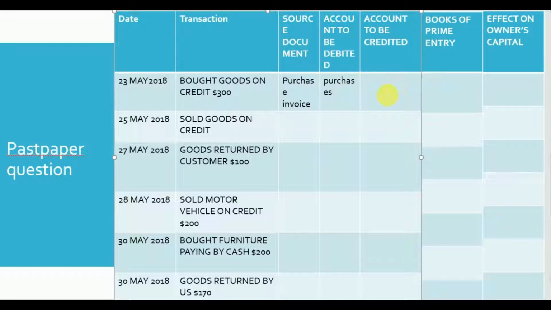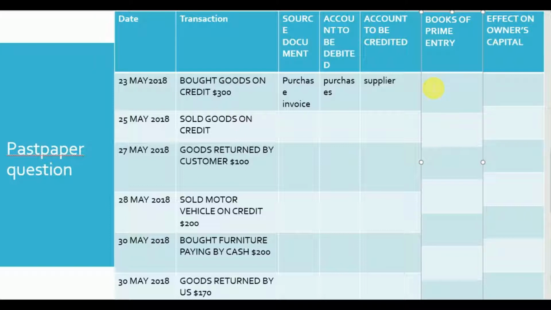Account to be credited: we are not paying our supplier on that very date, that is 23rd May. So we will record those purchases, and we will record the liability. As far as liabilities are concerned, liabilities always increase on the credit side, and by default the nature of the liability is credit side. So we will increase the liability, that is, supplier will be credited. So we would say that the liability has increased because the supplier account has been credited.